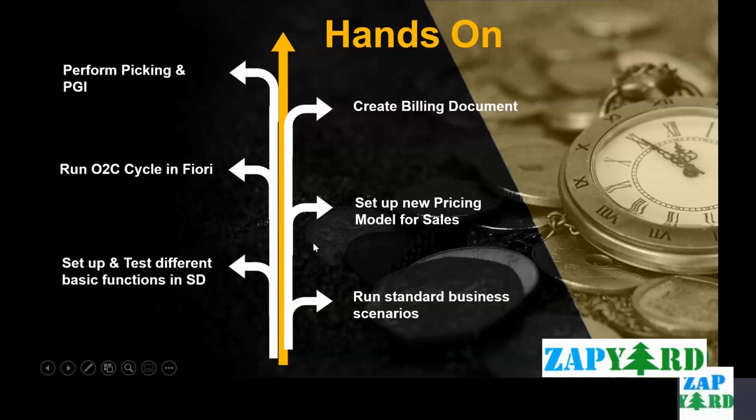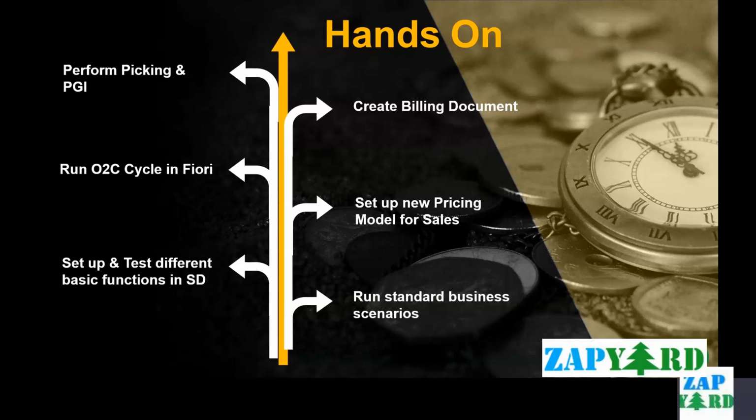We'll set up the new pricing model for sales. We will see how the different pricing components can be incorporated into the sales order to achieve the different customer requirements in terms of pricing. Then we will set up and test different basic functions in sales and distribution like the incompletion procedure, partner determination, free goods determination, material listing, exclusion, all those things we will set up in the system and test by running the different business scenarios in the system.